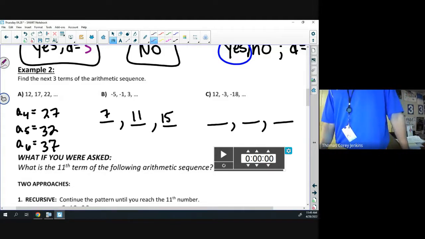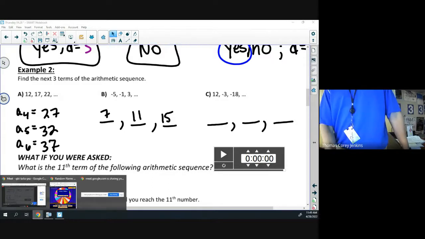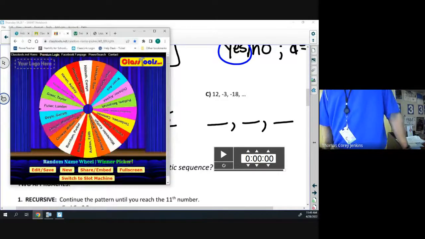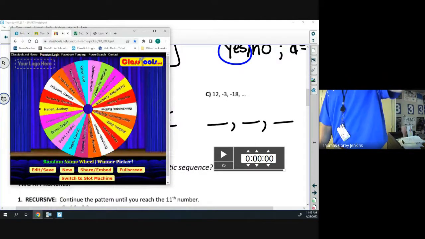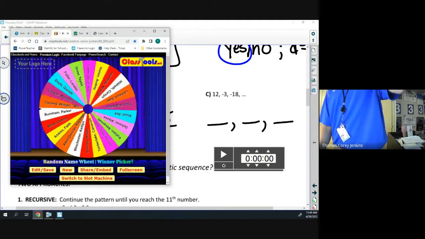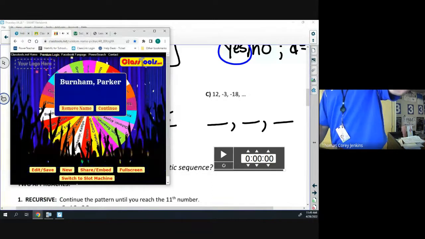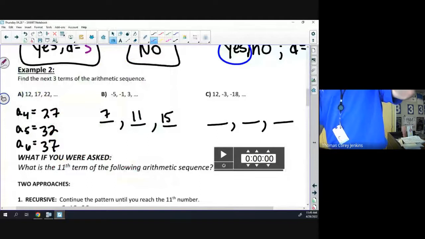All right. Let's see. What are the next 3? So you have to recognize there that the pattern is -15. Parker B. So if you were using -15, what are the next 3?